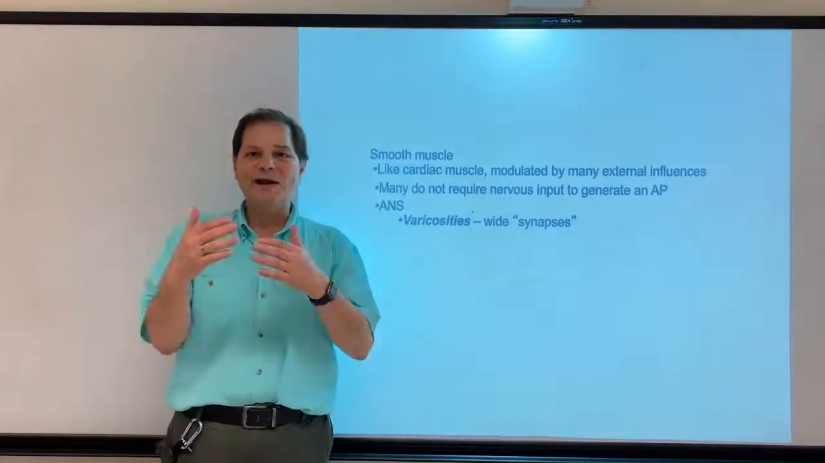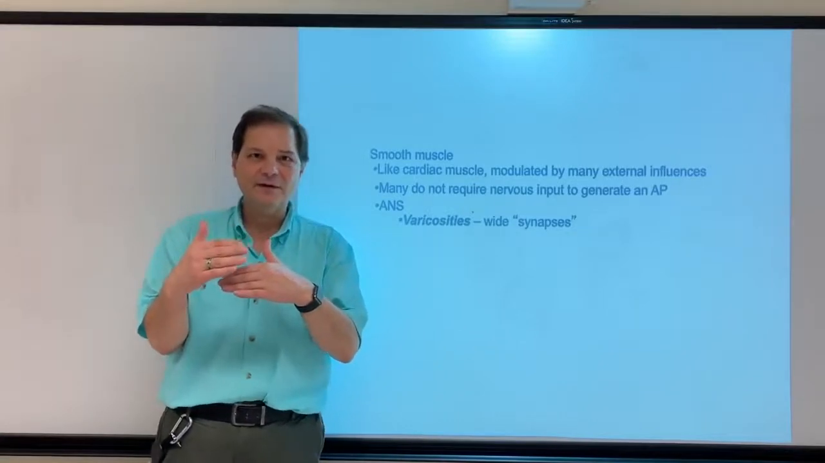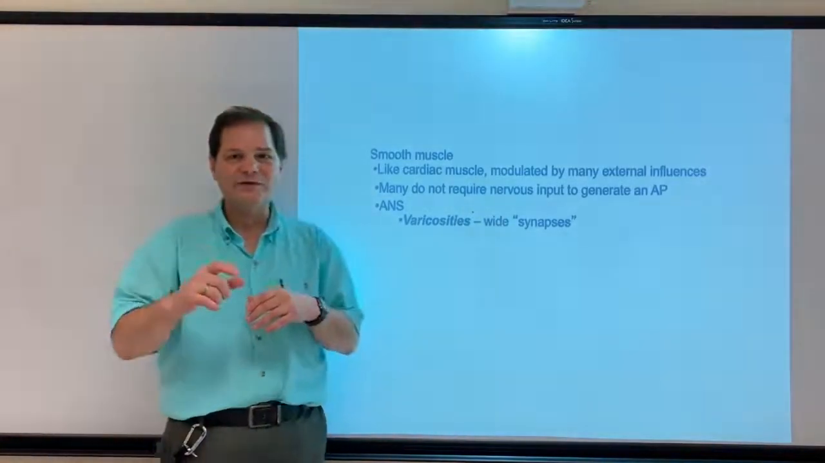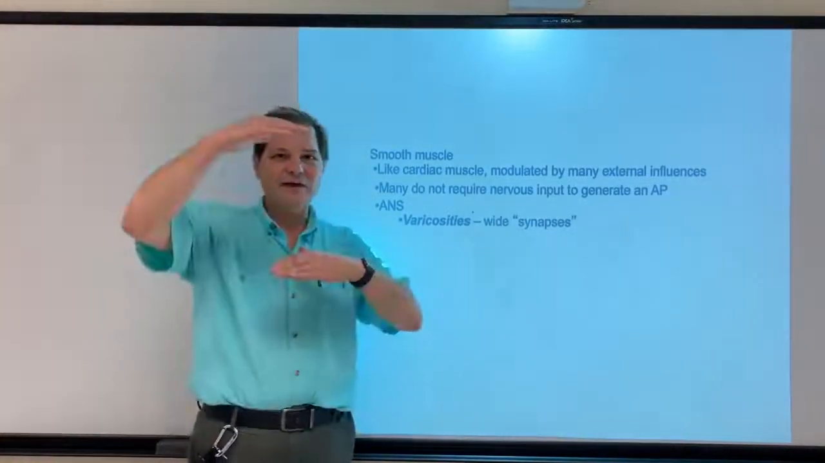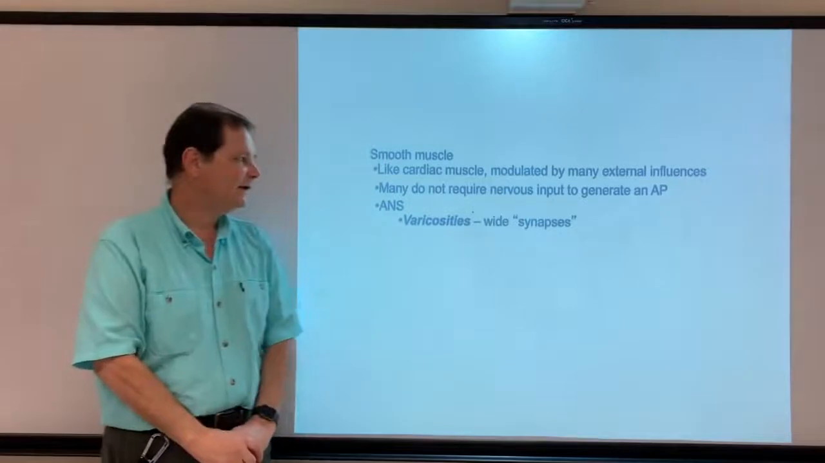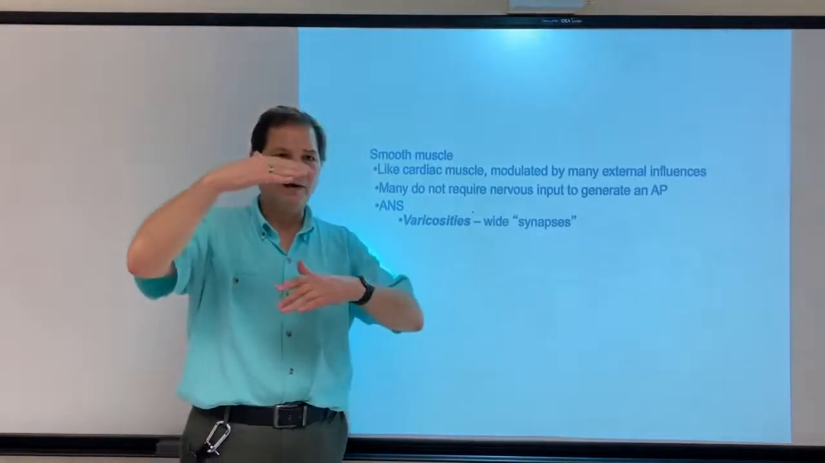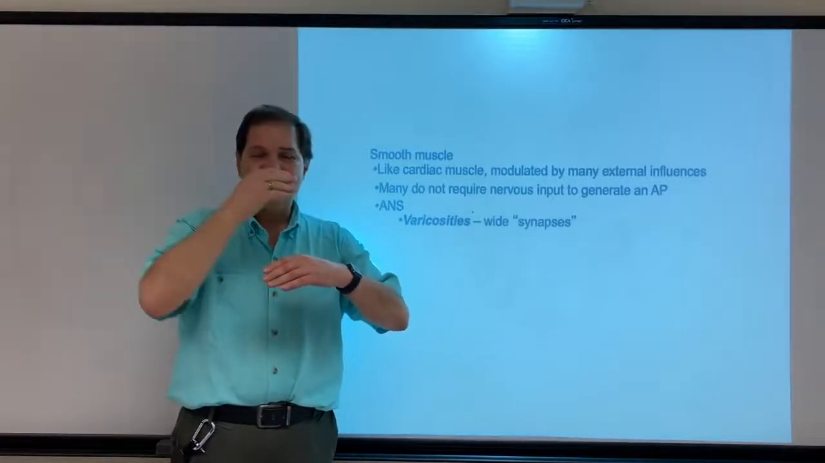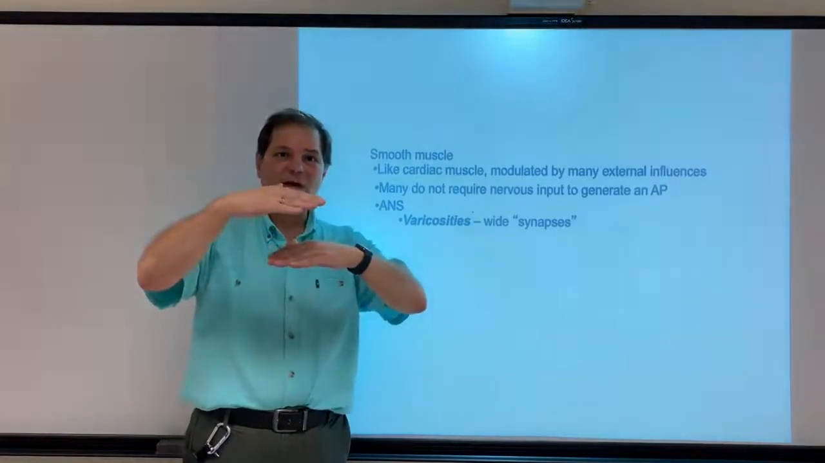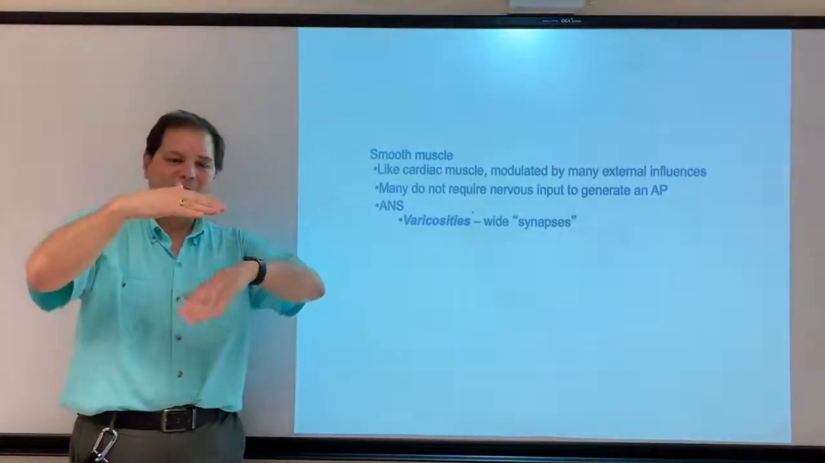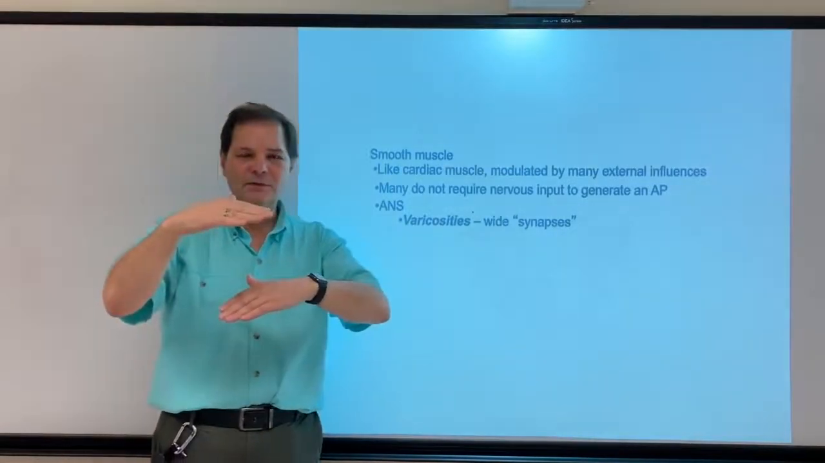A normal synapse between a nerve and a skeletal muscle, which will cause the skeletal muscle to contract, is fairly narrow. It's in the tens of nanometers, like 15 nanometers or something. Varicosities are like a micron in distance between the synaptic membrane, the nerve, and the postsynaptic membrane, the muscle. So they're considerably wider, okay?